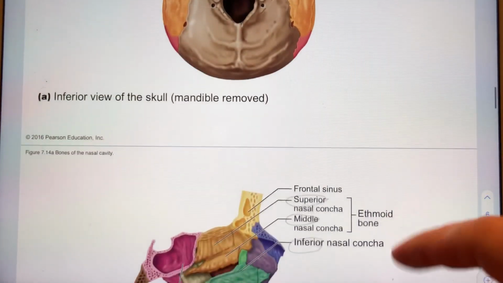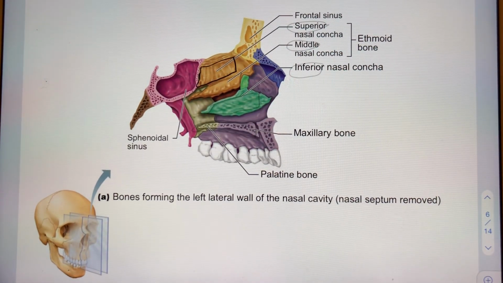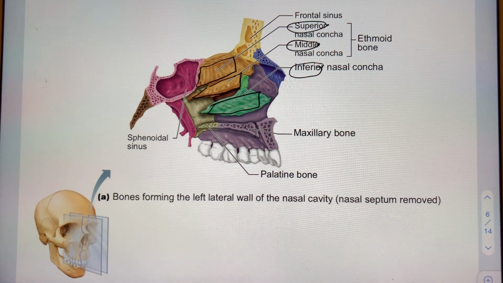Slide 6 better shows us, oh yeah, there's a shelf. And these shelves are the nasal conchae. Superior nasal concha, middle nasal concha, inferior nasal concha, because we're only looking at the left side here. We're not seeing the right side. And then we can also better see that the hard palate is comprised of maxilla and palatine bones. Okay?